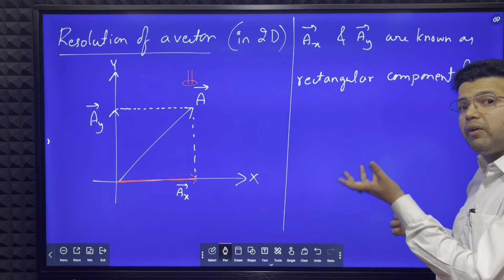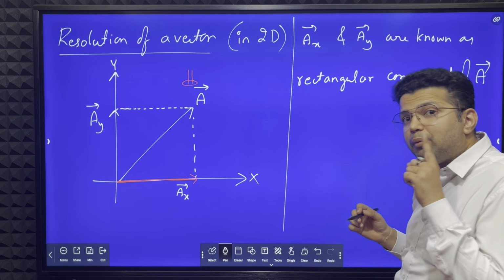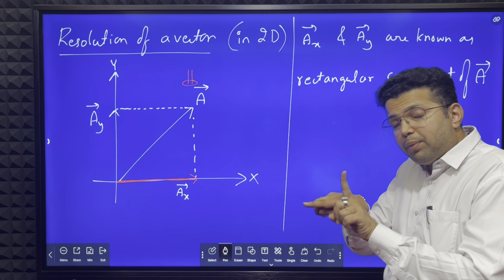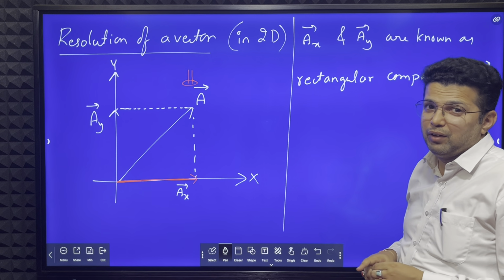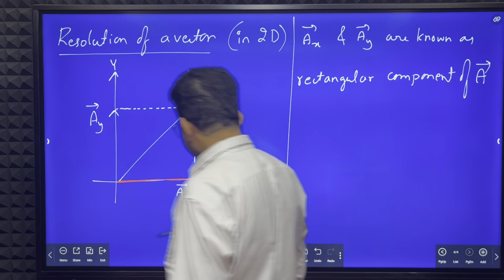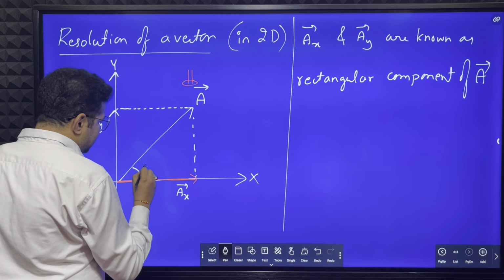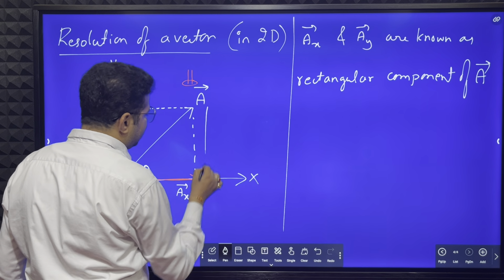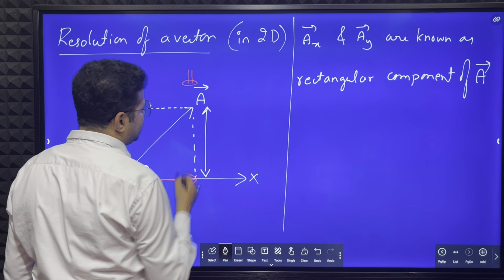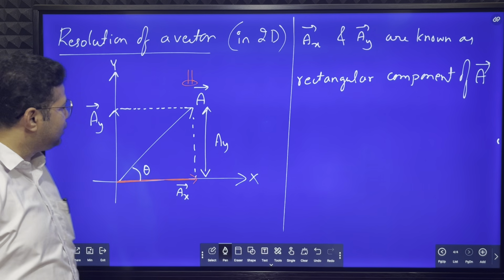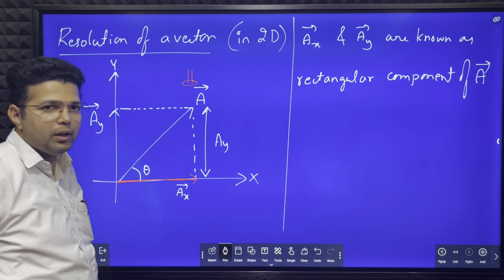Why do we call them rectangular components? Since the angle between them is 90 degrees. If the angle between the components of a vector is 90 degrees, then we call them rectangular components of a vector. Now see, say this angle is theta. What is the length of this? The length of this is AY, because this is AY, so this is also AY.